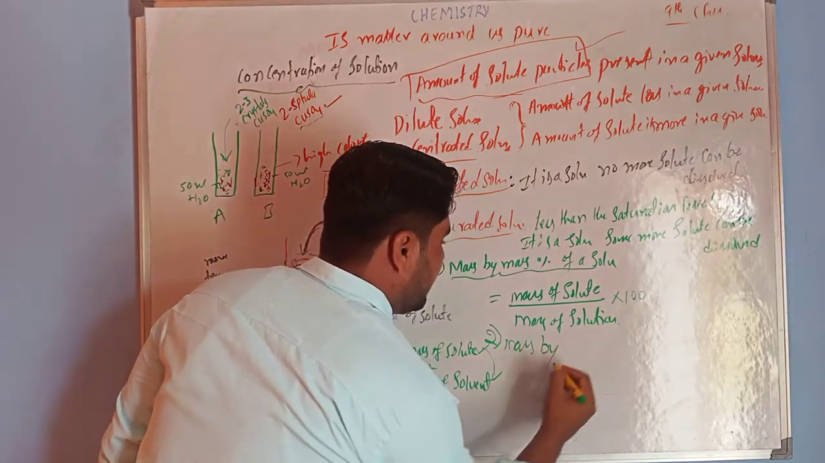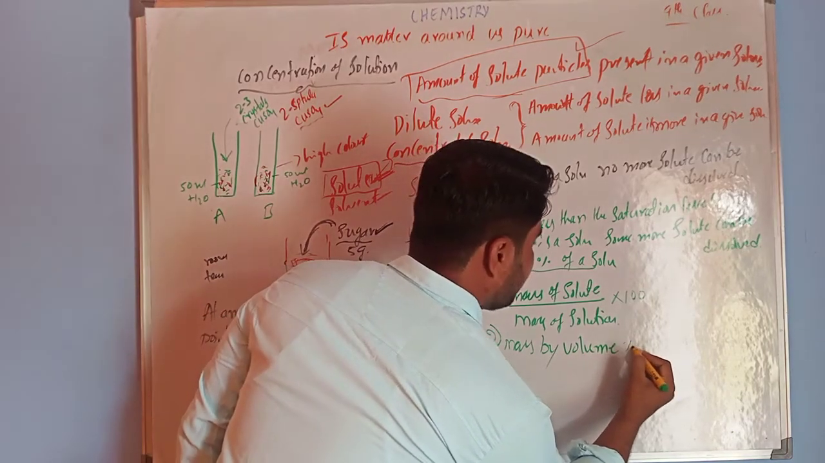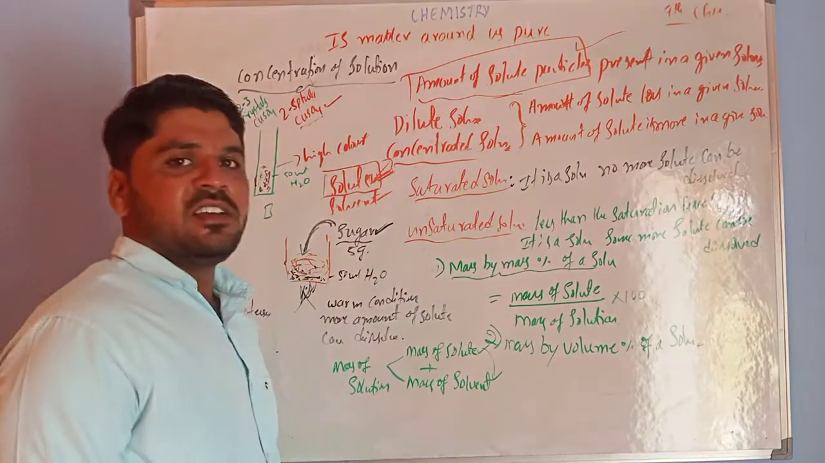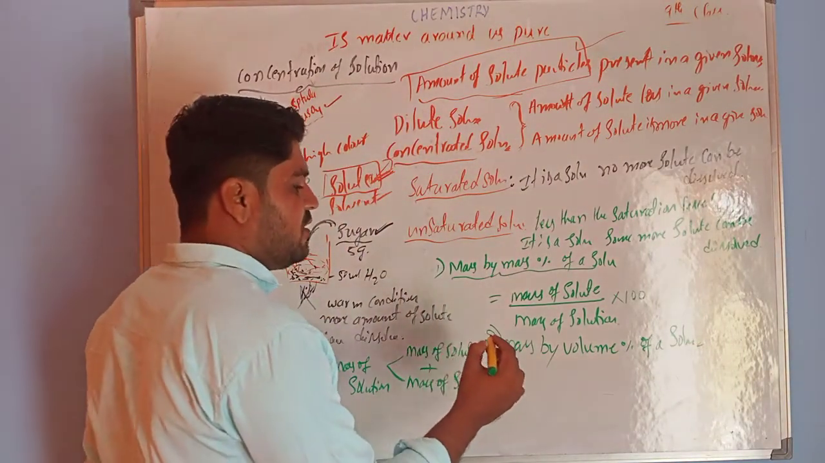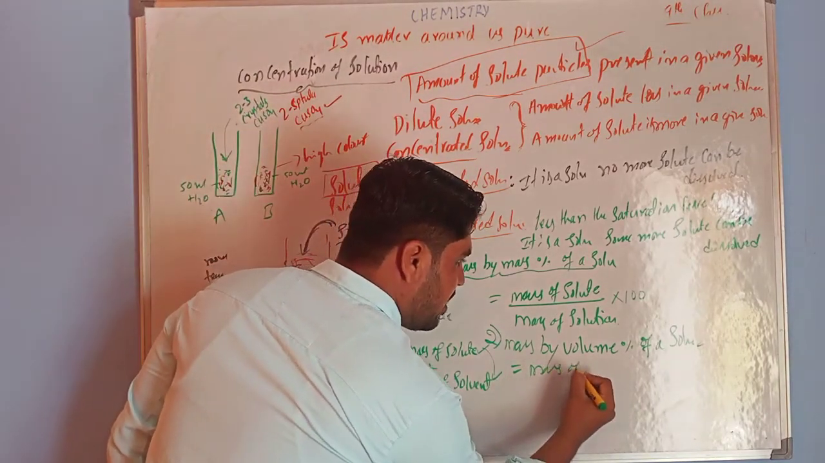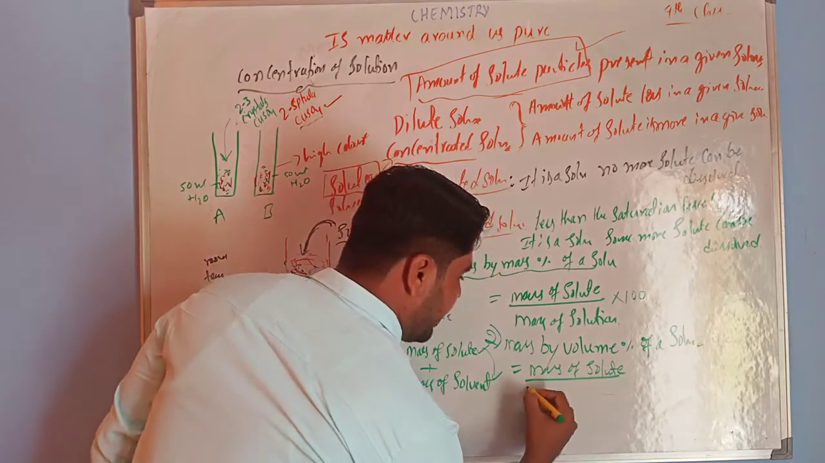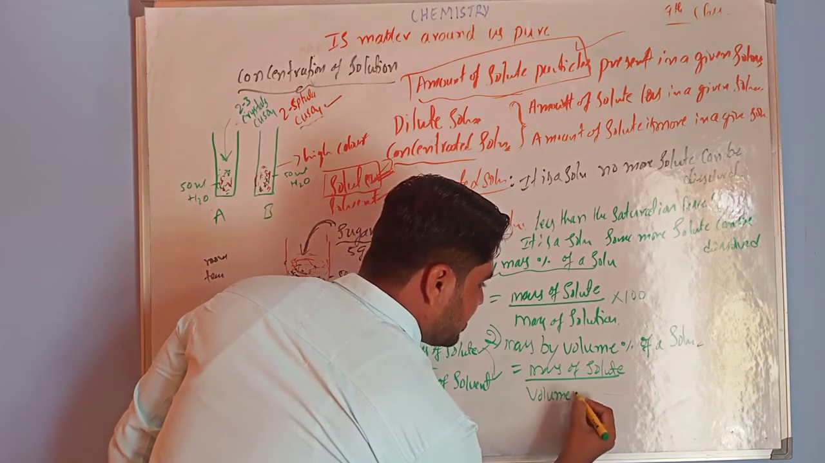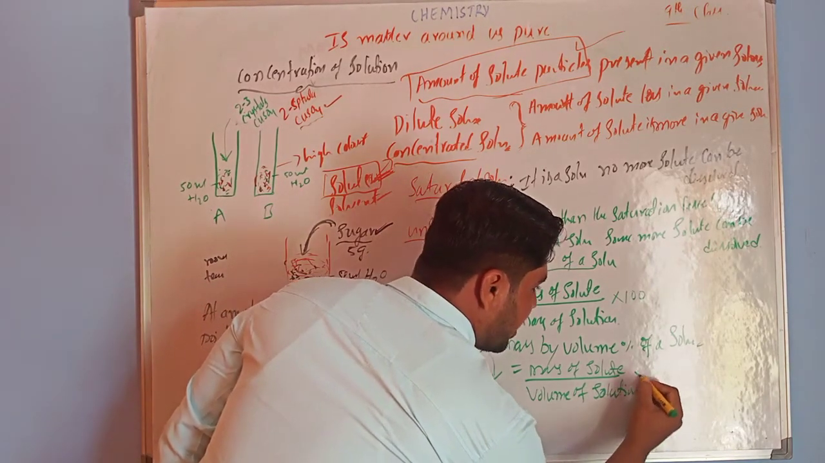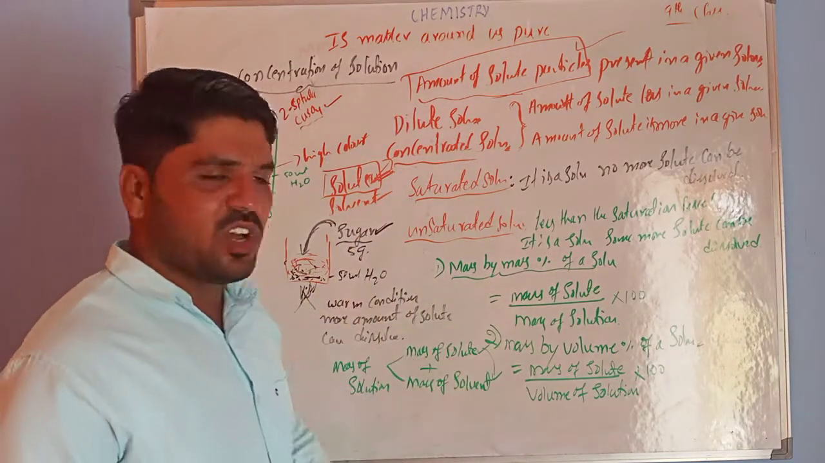Mass by volume percentage of a solution. Here also we have one formula: mass of solute by volume of solution into 100. Is there any difference between these two formulas?